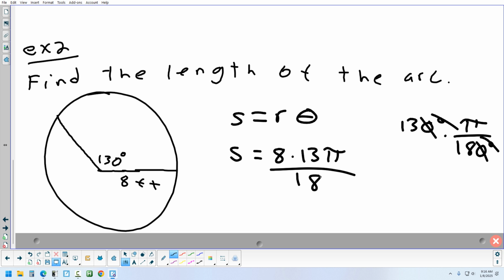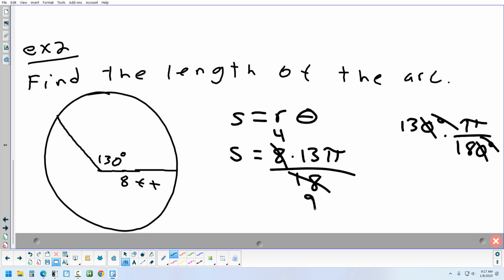No number that goes into both of them? Yeah? 2. So yeah, 8 and 18 are both divisible by 2. How many times does 2 go into 8? 4. And 2 into 18? 9.